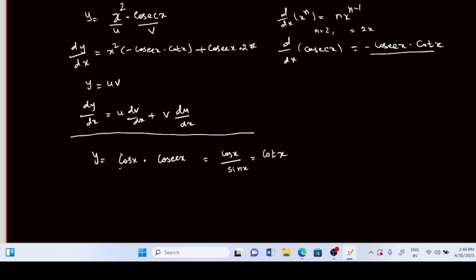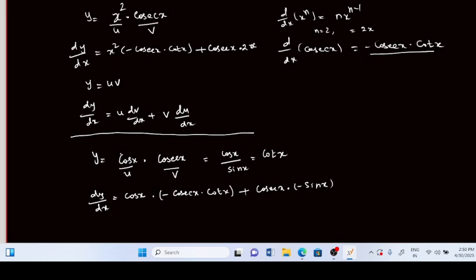So here remember, this is u, this is v. dy by dx, I am differentiating this one. First term we write as it is, cos x. Cosecant x differentiation is minus cosecant x into cot x, plus second term we write as it is, cosecant x into cos x differentiation, which is minus sin x. We check whether we get the same answer for this one.